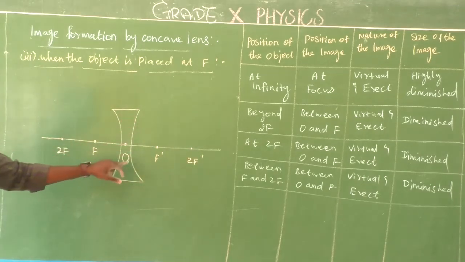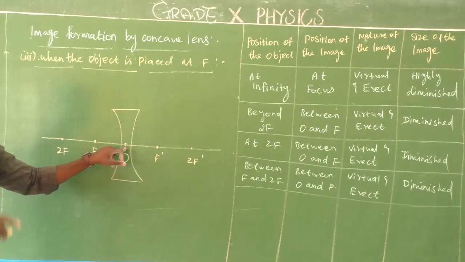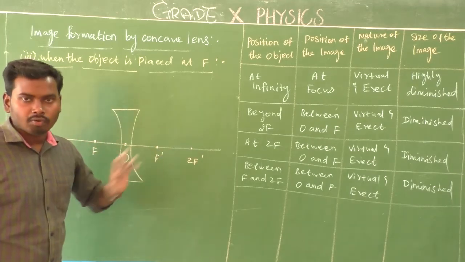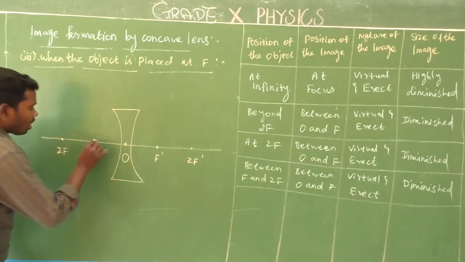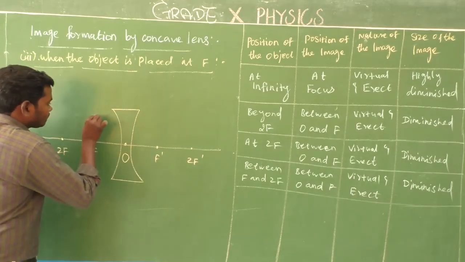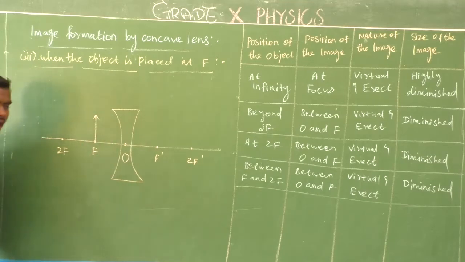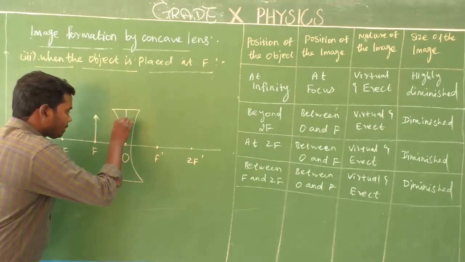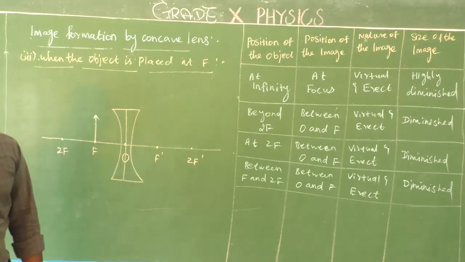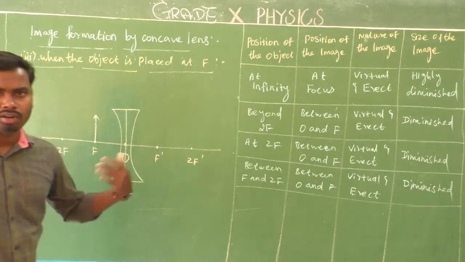Again, the concave lens. The center point of the concave lens is optical center O. This is the first focus, twice of its focus, second focus, twice of its second focus. That's all. Very simple. Is it clear? Next, I am going to place the object where? At focus. Okay, I have placed the object at focus. Is it clear? So this is the center line of the concave lens. That is for our convenience, I have drawn like that.